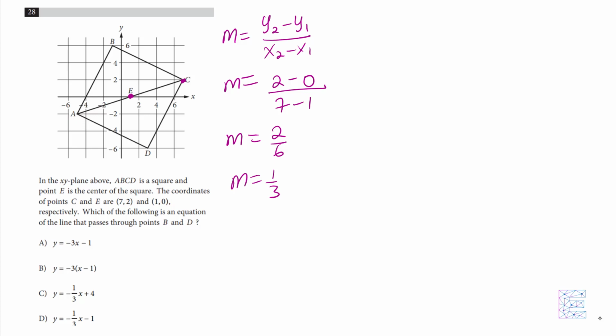However, the question here is not asking us for that line. What we are being asked about is the line that passes through points B and D. So what would that line look like? Let's see if we can draw it here. A line that's going from B to D looks like that, the blue line.